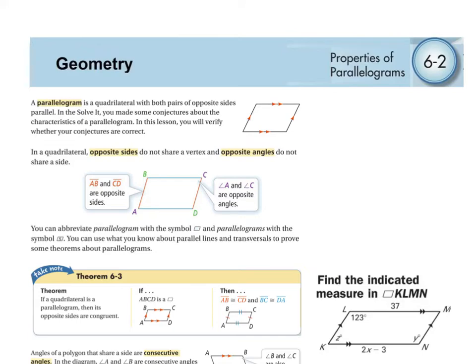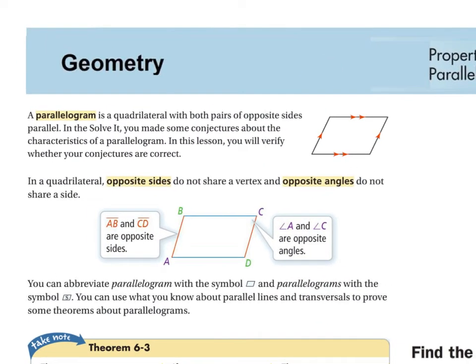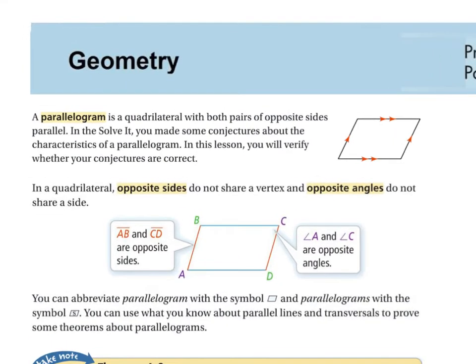All right, so 6-2 is all about parallelograms. So actually 6-2 and 6-3, but let's just do 6-2 first. So let's just talk about what a parallelogram is. I'm sure you've seen this before. If not, that's okay. So a parallelogram is a quadrilateral, so it has four sides, right?